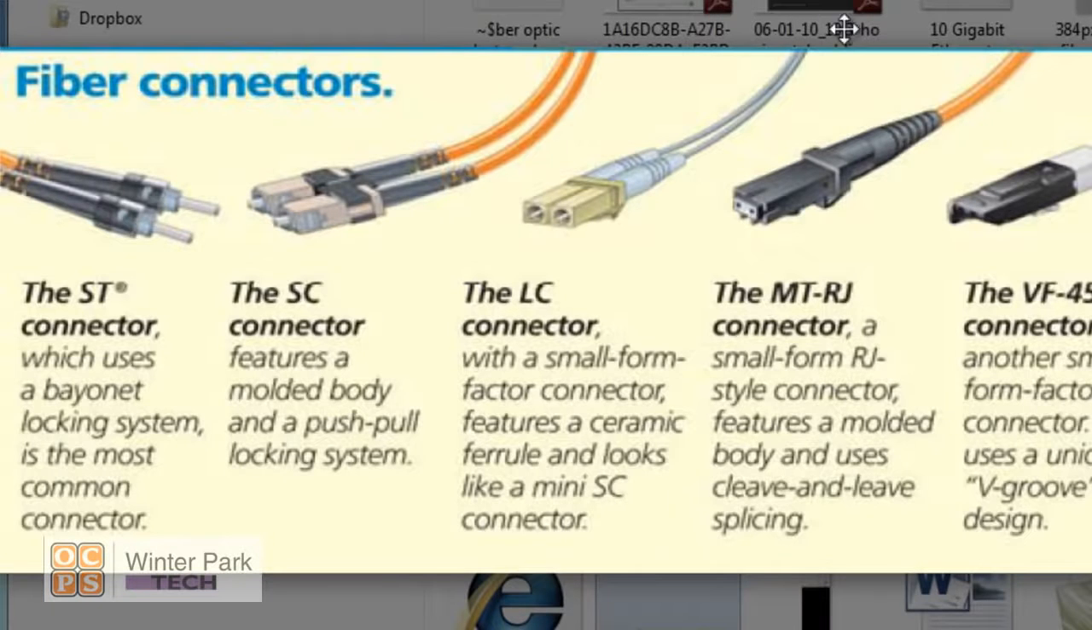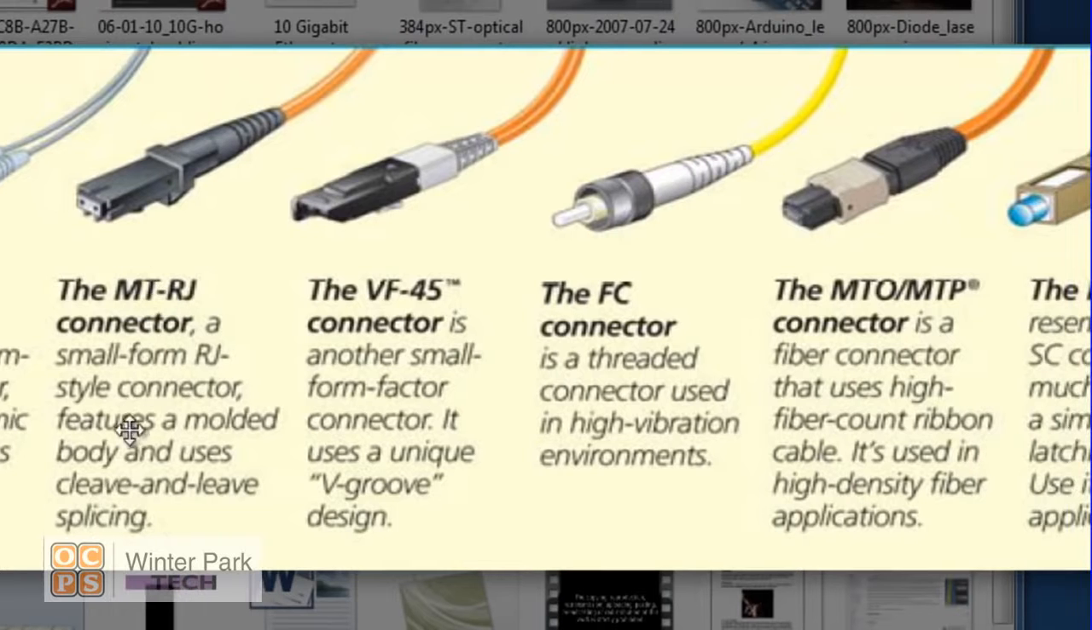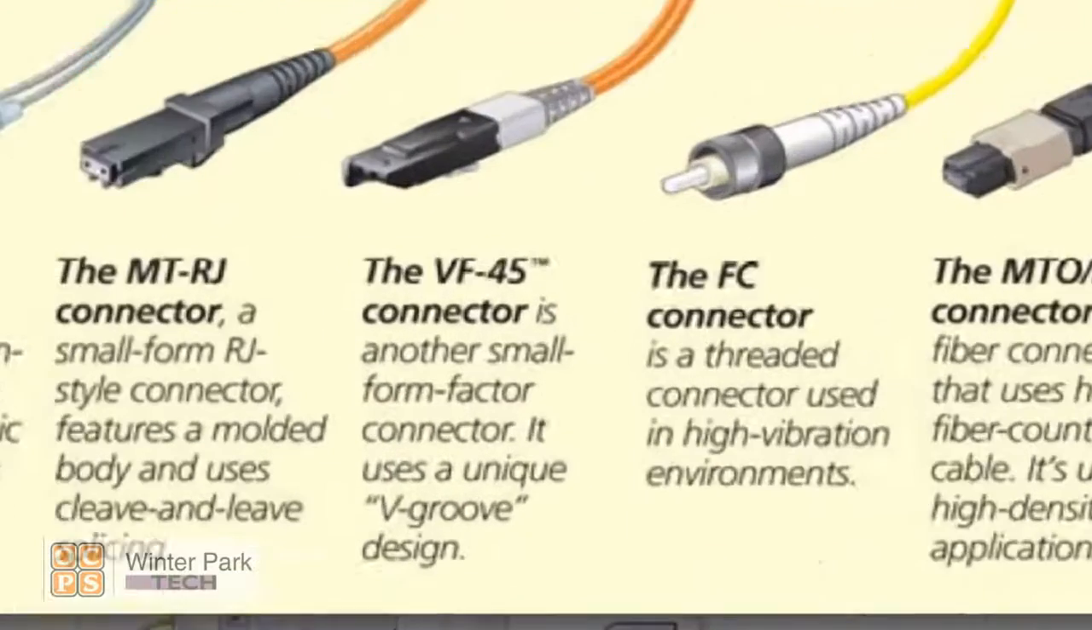Here's a good look at some of the more common connectors that we see in our local area network. The ST connector, which was probably one of the originals, quickly replaced by the SC connector. The LC connector was very popular. The MTRJ, a very small form factor, very popular with equipment where we're going to have high density. The VF45, the FC connector, and some of the others. You can take a look at those.